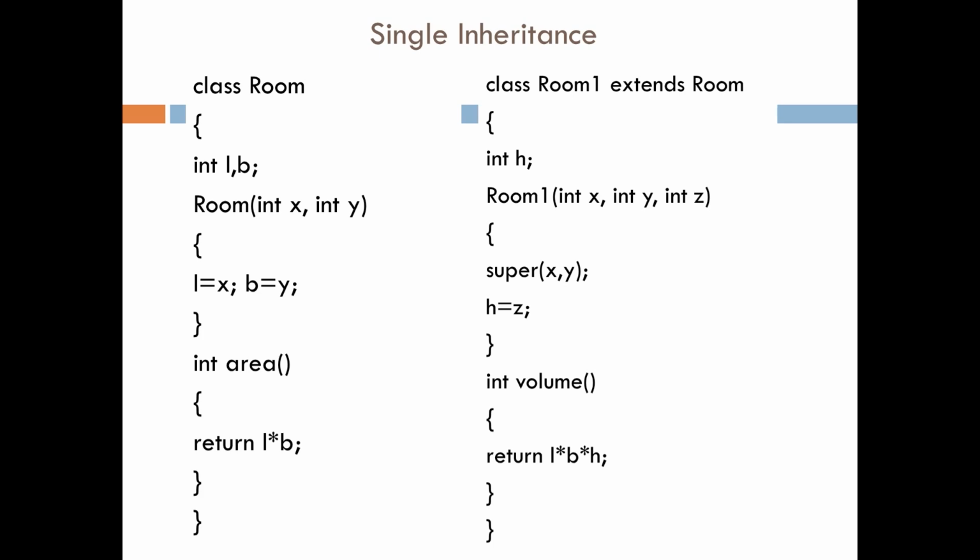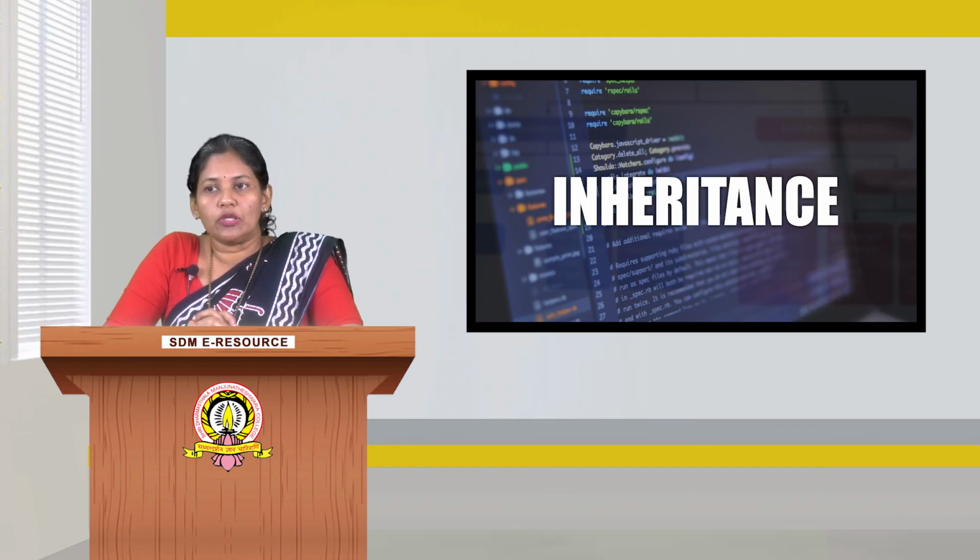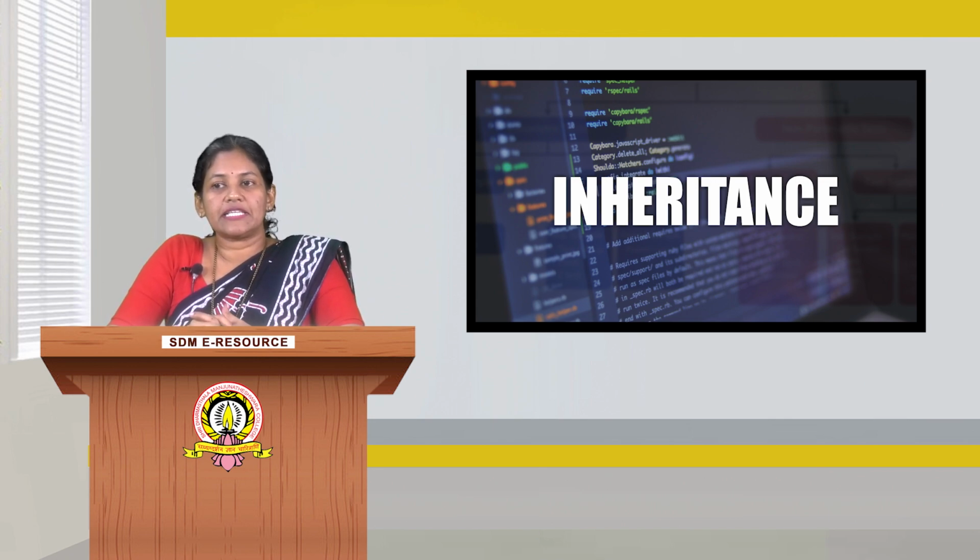So Room1 is the constructor of the Room1 class. All the 3 parameters are passed to the constructor of Room1. Here super(x, y) is used to invoke the constructor of class Room. There are some specific rules to use the super keyword. Super can be used only in the child class constructor, and it must be the first statement of a constructor. So next we are calculating volume, and it will return integer type data. So return length into breadth into height.